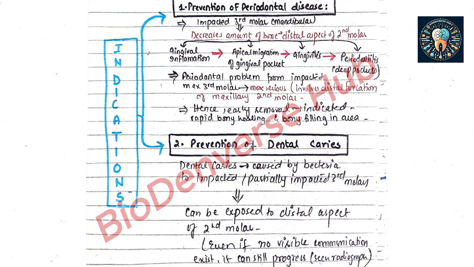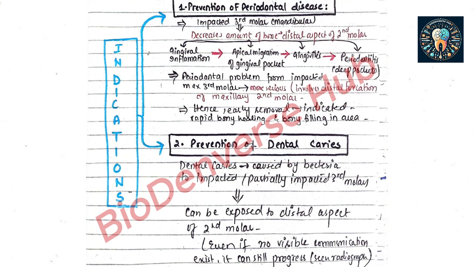The periodontal problems from the impacted maxillary third molar are even more serious because it involves the distal furcation of the maxillary second molar. Hence, early removal is indicated, as it will lead to rapid bone healing and bone filling in that area. So we need to save the adjacent second molar from the periodontal involvement.